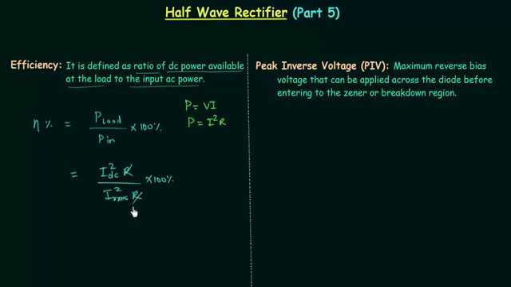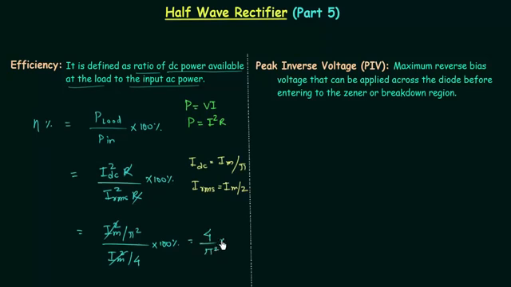This R and this R will cancel out, and I DC is equal to Im, the peak value of current, divided by pi, and I RMS is equal to Im divided by 2. So we have Im square divided by pi square divided by Im square divided by 4. We can cancel out the two Im squares, and we are left with 4 divided by pi square. When you solve this, you will have efficiency.